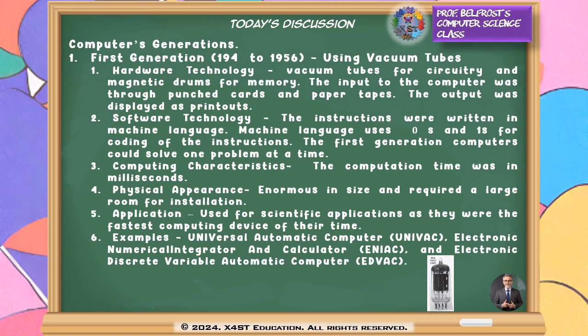It is very difficult to program because it uses machine language. We hadn't invented programming languages such as today's. Even assembly language hadn't been invented at the time. The computation time is about milliseconds, quite fast, but not as fast.